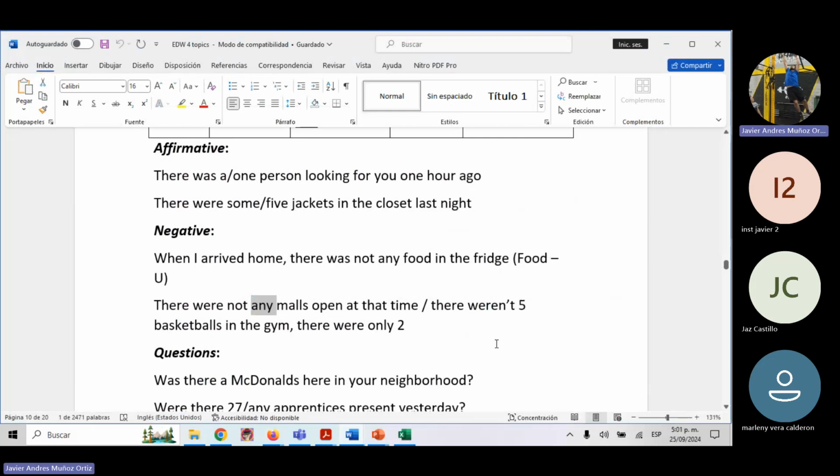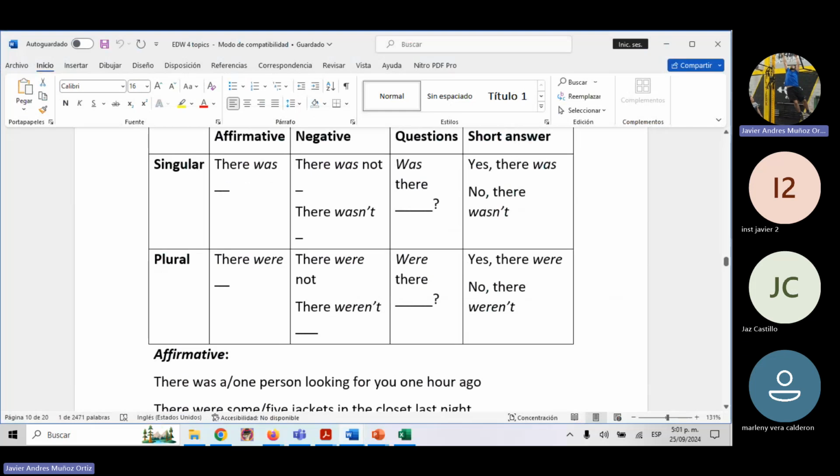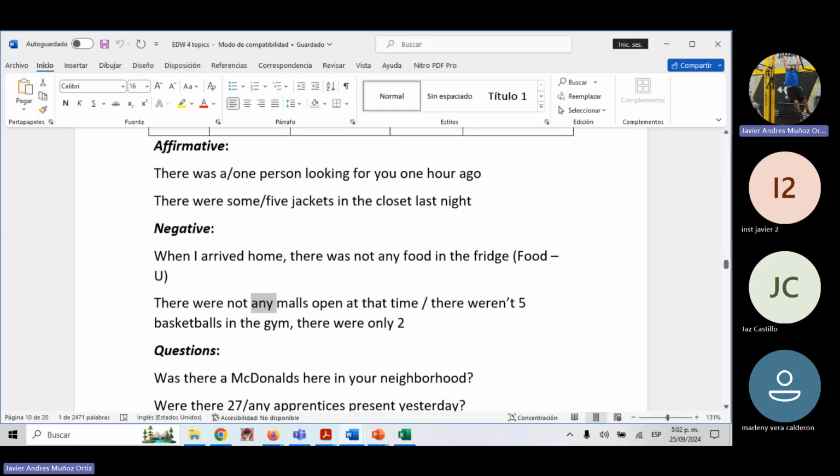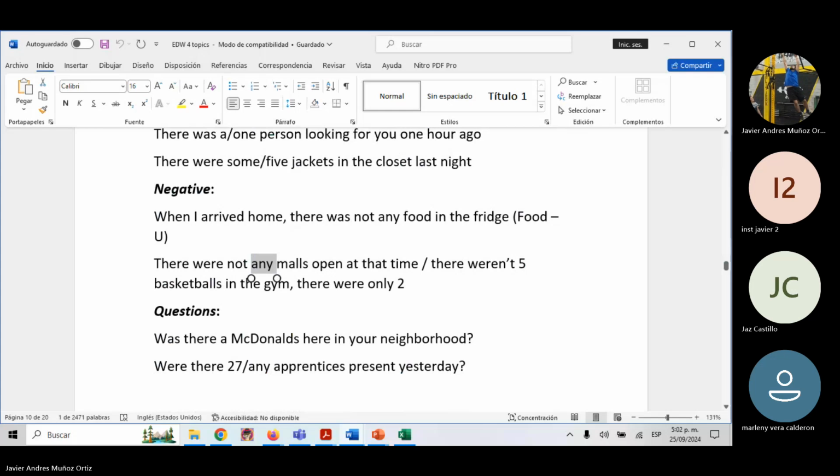What about questions? The same thing we do with verb to be. We modify the order of the words, like in Spanish. ¿Estaba usted en casa? This is a question. Usted estaba en casa. ¿Estaba usted en casa? So the difference between affirmative sentences and questions is the order. We only modify the order between the verb and the subject. That's it. In this case, it happens the same, right?